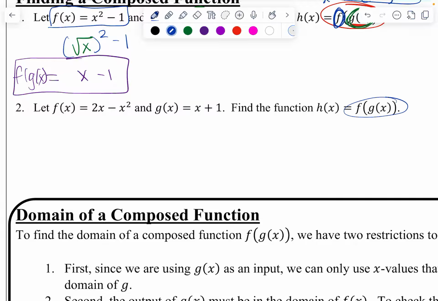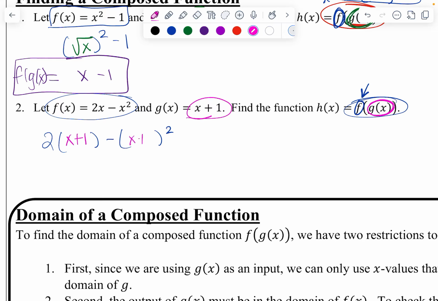Again, we're going to find f of g of x. So here, because this is a non-specific value of x, we're going to do the outside function as the skeleton. So f of x is 2x minus x squared. And then our inside function is g of x, so this is going to take the space of every parentheses. And then here, now we're going to simplify.